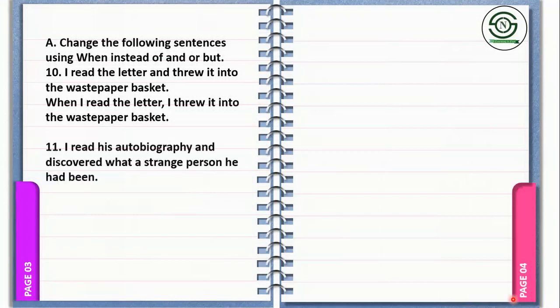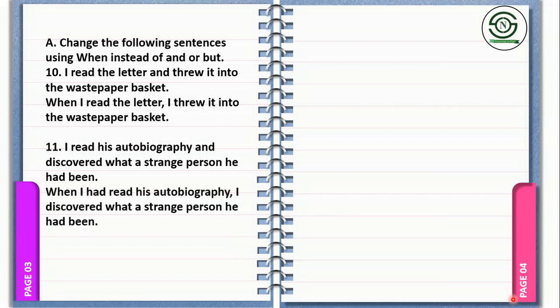And finally, the last question is, I read his autobiography and discovered what a strange person he had been. So autobiography पढिसकेपछि matrai you reflect on autobiography. Then finally, you come to a kind of understanding about that person. So reading autobiography and drawing the conclusion about that person are two different events. Therefore, use had. When I had read his autobiography, I discovered what a strange person he had been.